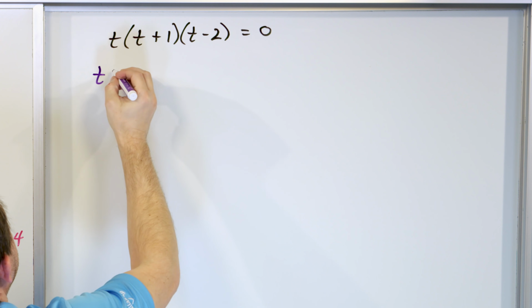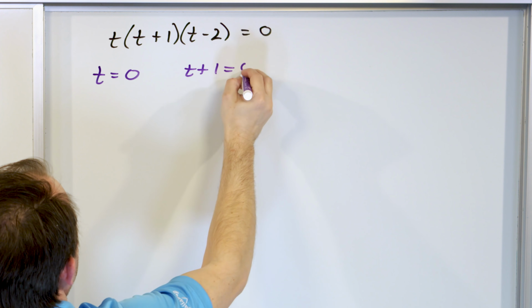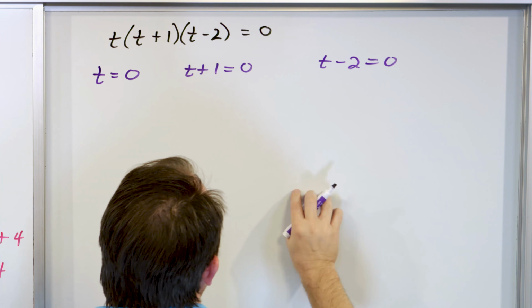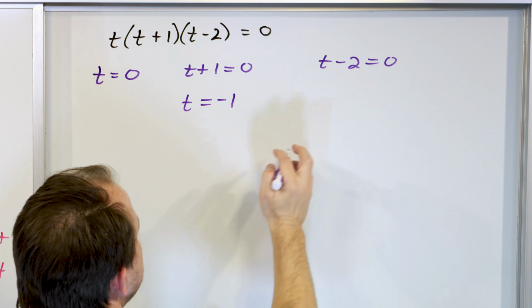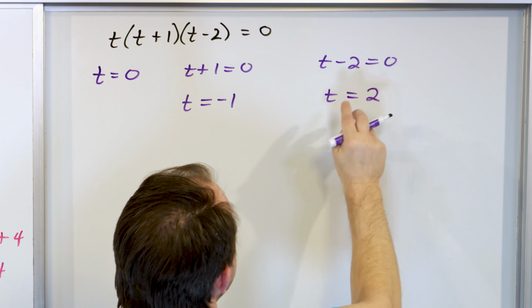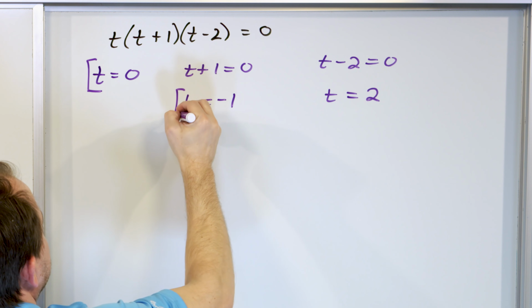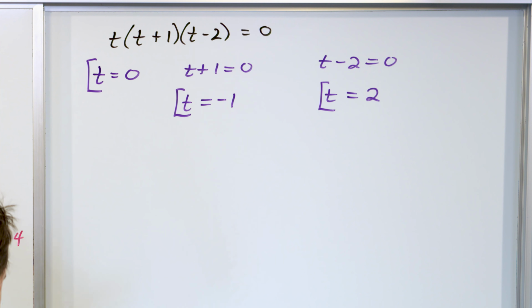I have t is equal to 0, that's the first one. And then I have t plus 1 can be equal to 0. That's the second one. But I can also have t minus 2 equal to 0. In order to get anywhere here, I have to move this over, making minus 1, and I can move this over, making positive 2, just adding it to both sides. So here I actually have three solutions. Three solutions for this guy. Why did I get three solutions?